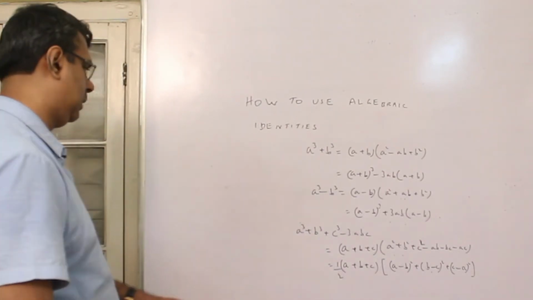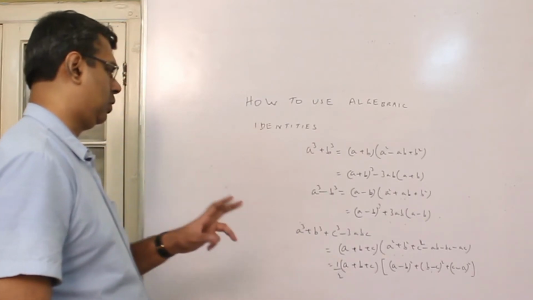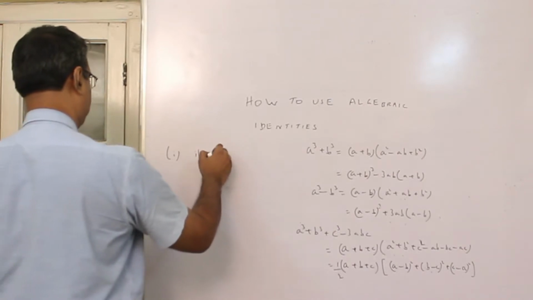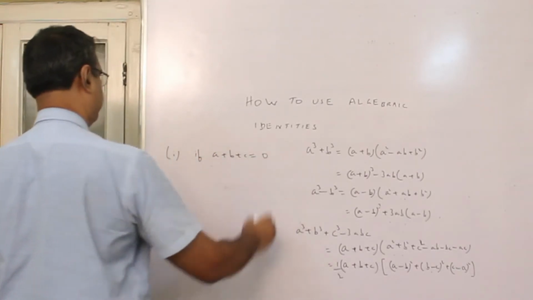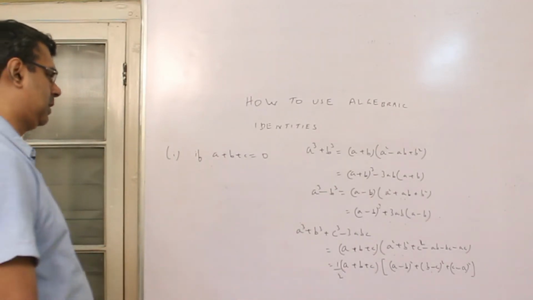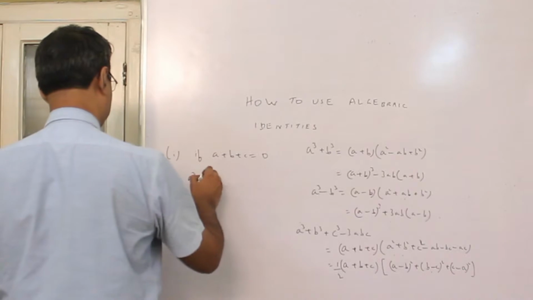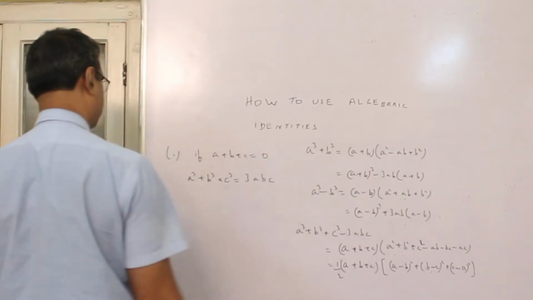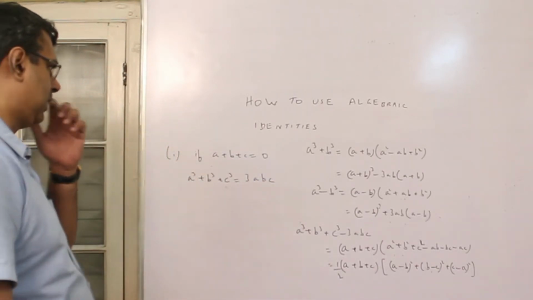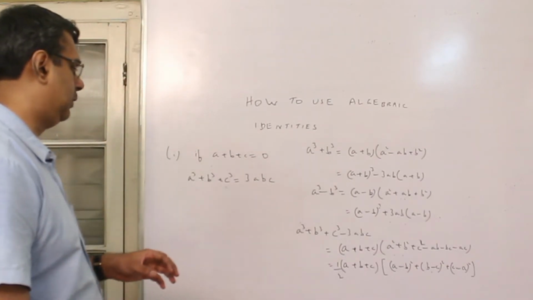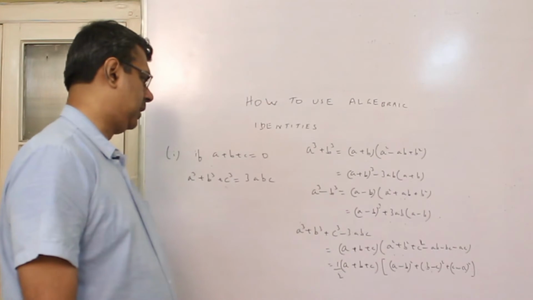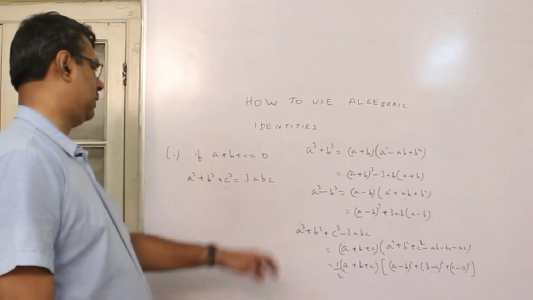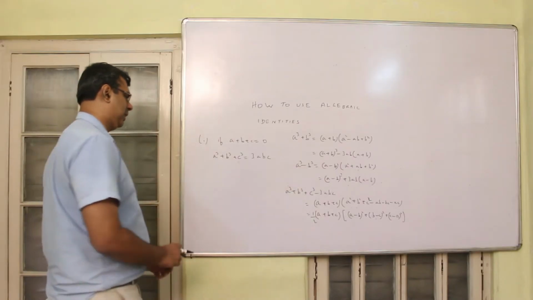Now this particular identity which I wrote has got two very major uses. The first use is, if you are ever told in a question that a plus b plus c is 0, then without deliberation you can say that a cube plus b cube plus c cube is equal to 3abc. Once again, if you are told that a plus b plus c is 0, you just put a plus b plus c as 0, and you will find that a cube plus b cube plus c cube is equal to 3abc. This has got lot of applications.